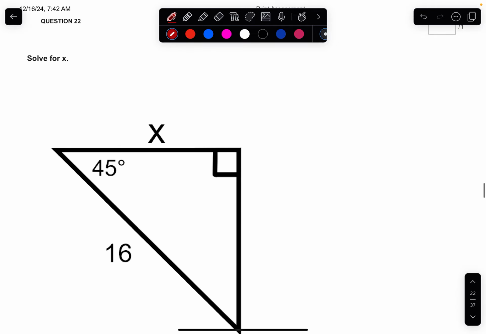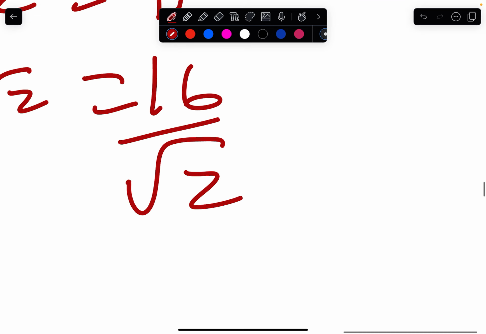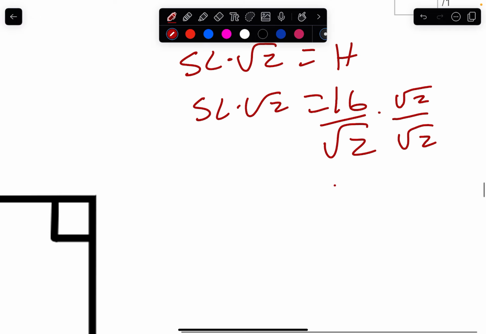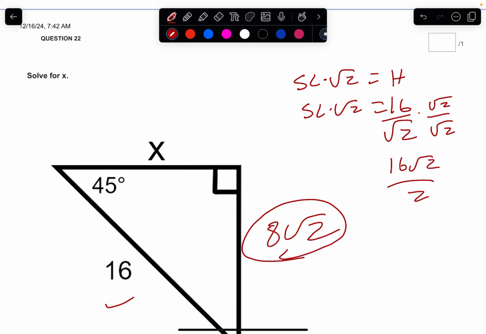45, 45, 90 rules. So remember on the 45, 45, 90, the long leg, there's no long leg. The short leg times root 2 equals the hypotenuse. That's the only rule here. So if we have the hypotenuse, we know that the short leg times root 2 equals 16. So we have to divide off the root 2. Well, we've practiced this. Remember, we're swinging the root 2 to the top. My hope is you can do this process in your head, but 8 root 2 is your final answer.